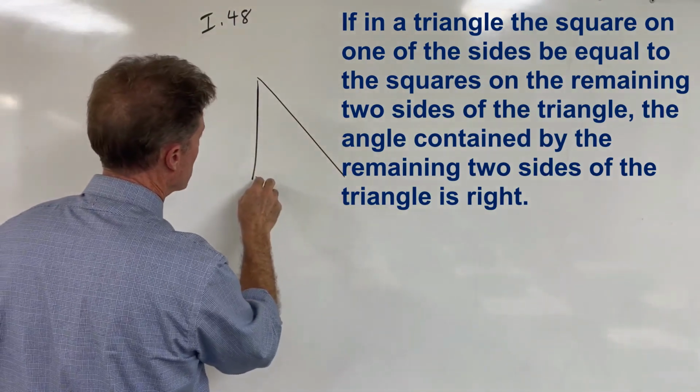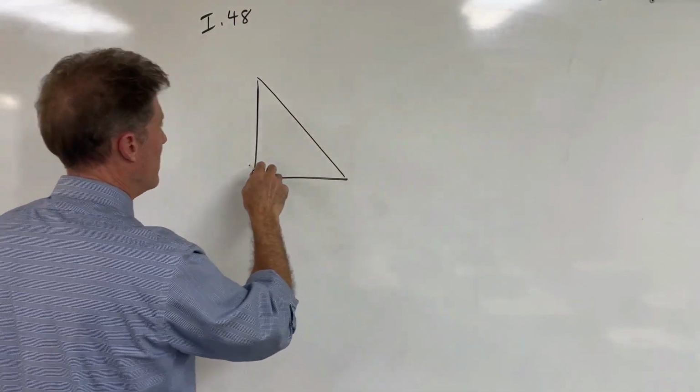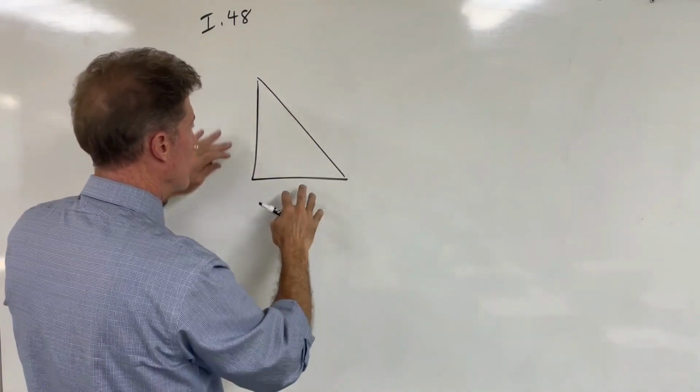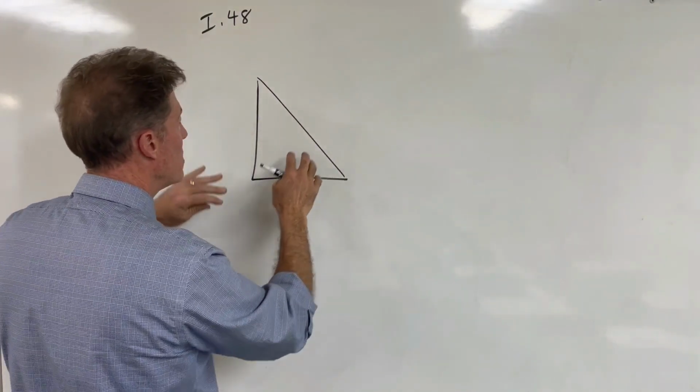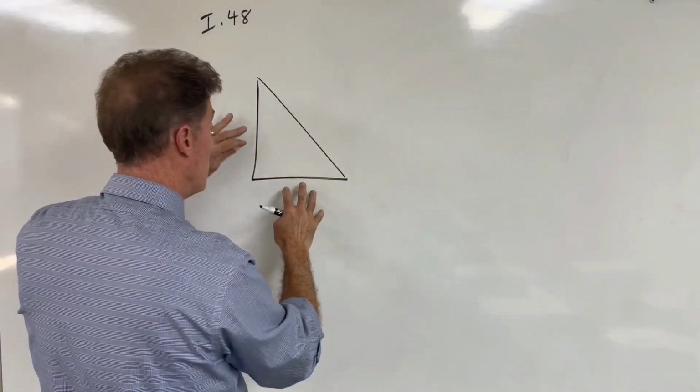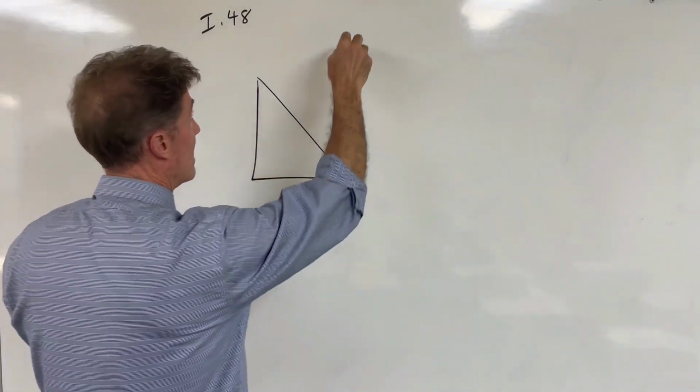In Prop 47, we start with a right triangle and we show that the square on the hypotenuse is equal to the squares on the legs. Here we're starting with the square on one of the sides being equal to the other two, and from that we're going to conclude that we have a right angle.